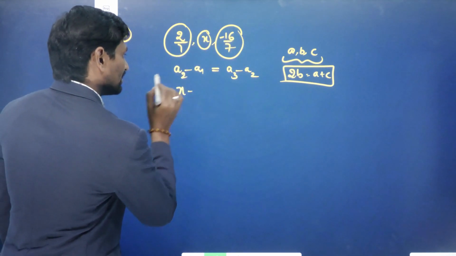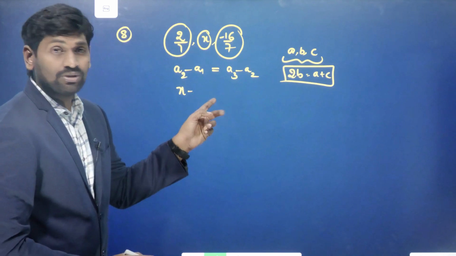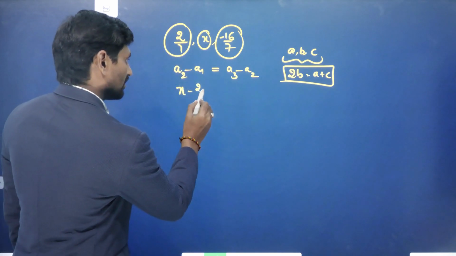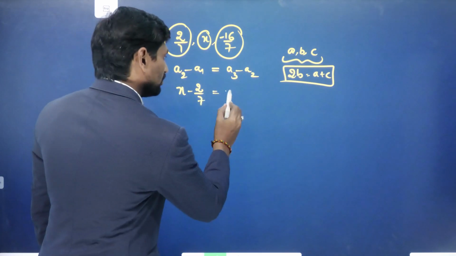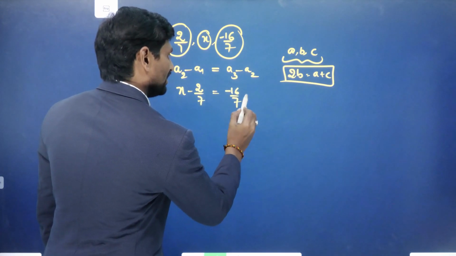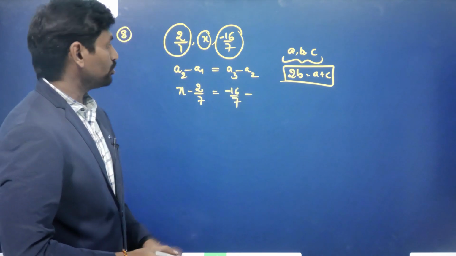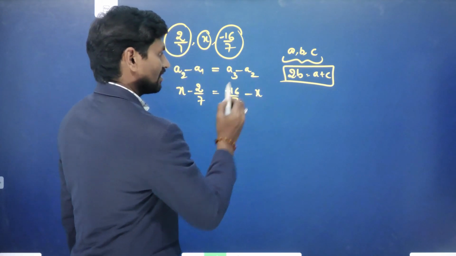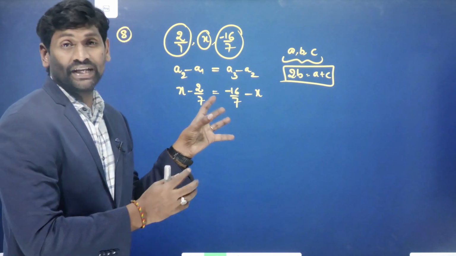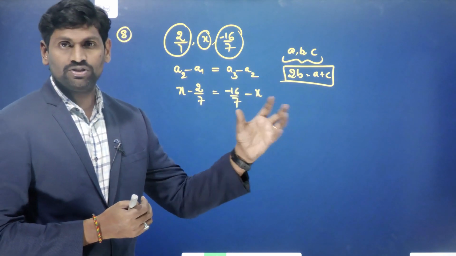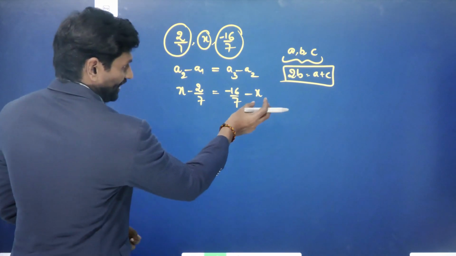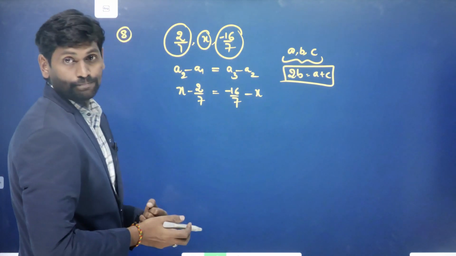Just substitute in the formula. The a2 value is x, minus the a1 value, which is 2 by 7, equals the a3 value, minus 16 by 7, minus the a2 value, which is x. Now I am bringing the variables to one side and the constants to the other side. Minus x, I am transposing this side, becomes plus x.